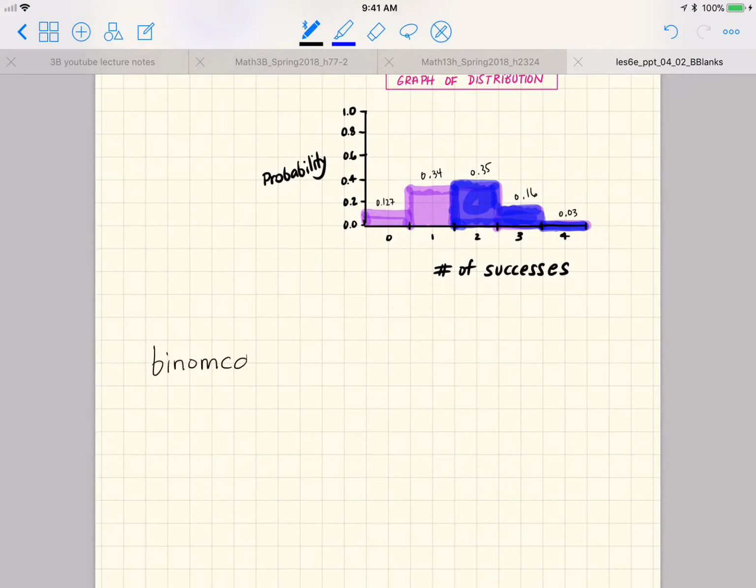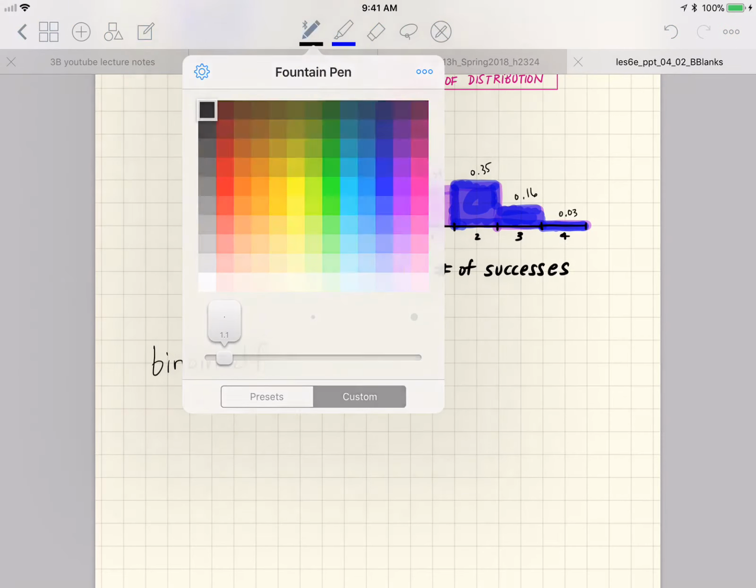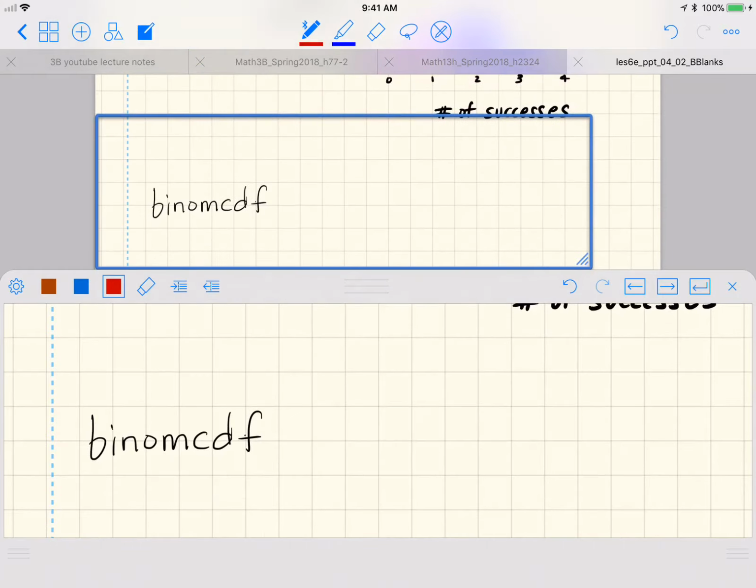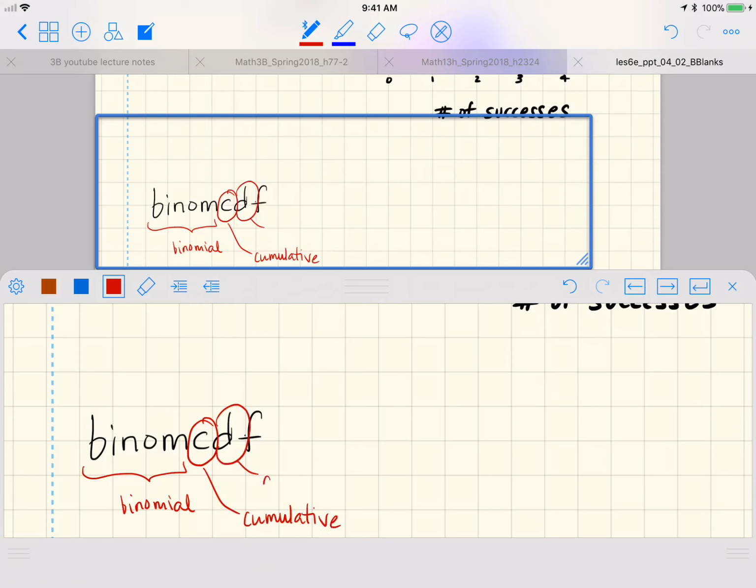It is binomial CDF. Binomial stands for binomial. The C stands for cumulative. The D stands for distribution. And the F stands for function.